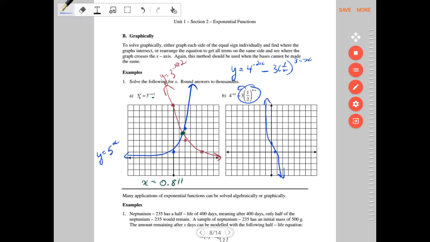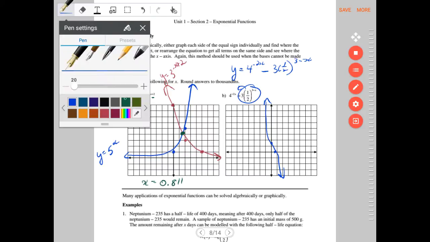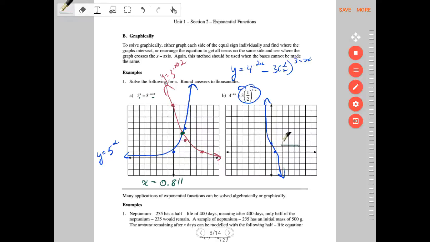Alright, good. And again for this, we're solving for x. So when we graph this way, we want to know where the graph crosses the x-axis. So the x-intercept, you can use your calculator to find it for you, is 0.283. Fantastic. That's done.